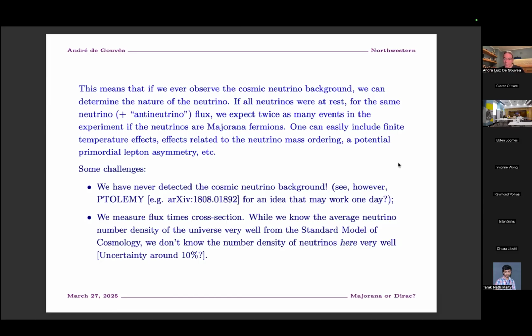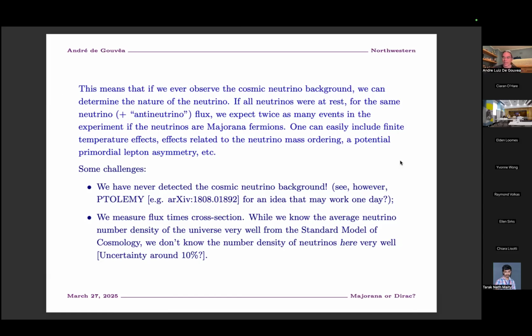A different problem is we don't care about the average number density of the cosmic neutrino background, but we care about the density of the cosmic neutrino background here on Earth. And the question is, how well do we know that number? According to some experts that I'm just going to quote, but I am skeptical, they will convince you that we probably know that number at the 10% level. So 10% level is not a factor of 2. That means that if we made this measurement, we would probably be in business. So that's kind of exciting.